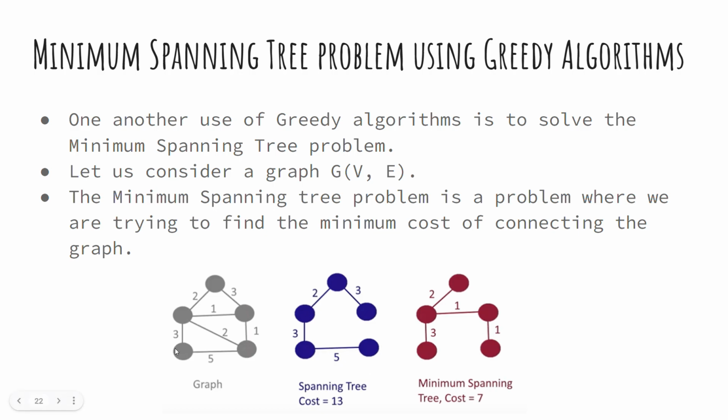Whereas if we connect these two edges, and then if we use this edge, and this edge, we end up with a minimum spanning tree like this, where the cost of building this is basically equal to 7, where 7 is the sum of all these edges. So 3 plus 2 plus 1 plus 1, which gives you 7. And so we are trying to make the minimum spanning trees like this from a given graph containing edges and vertices.